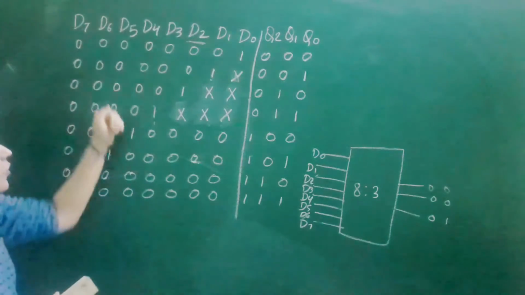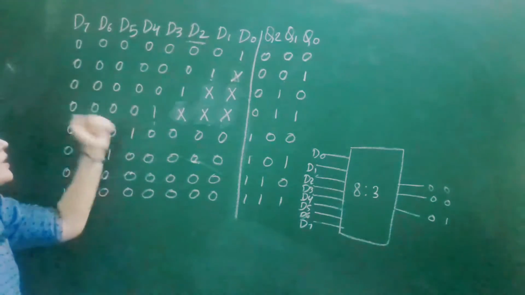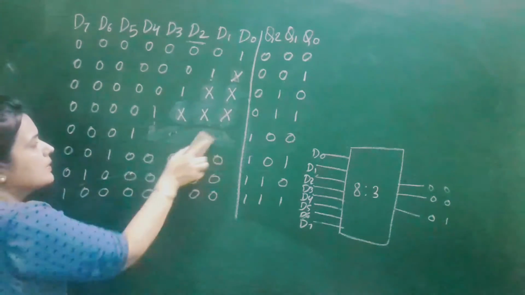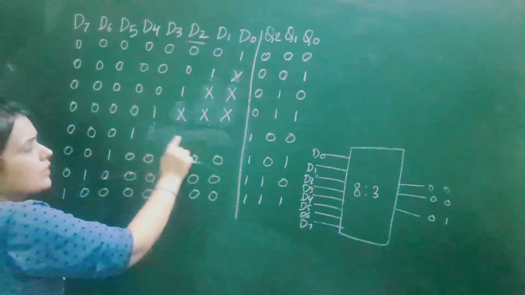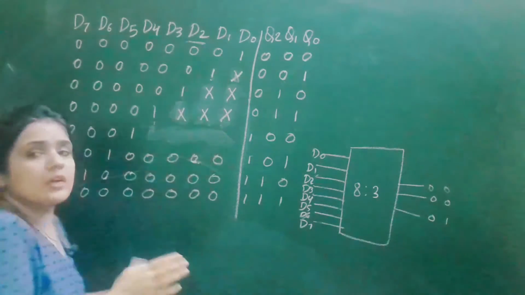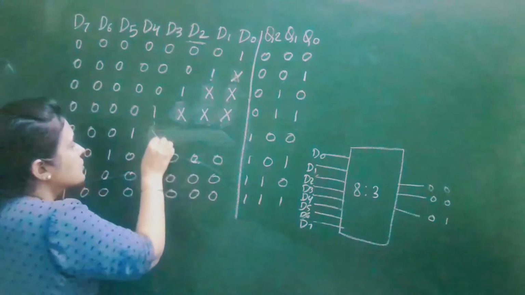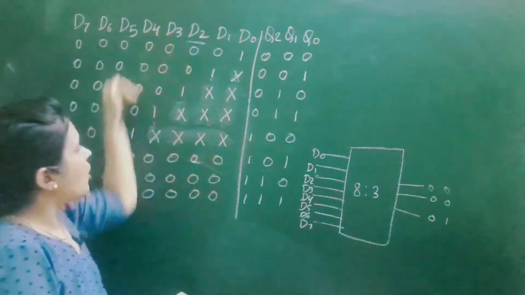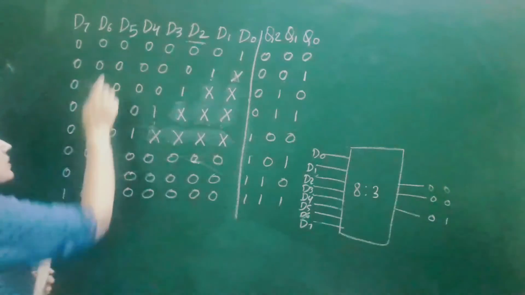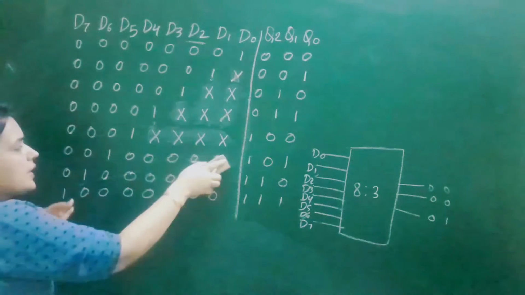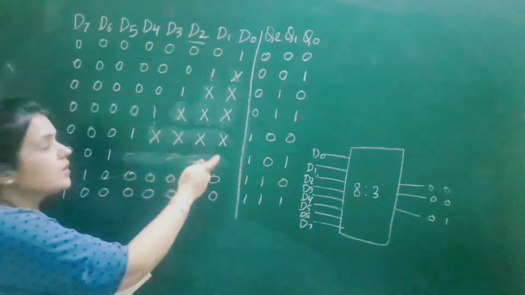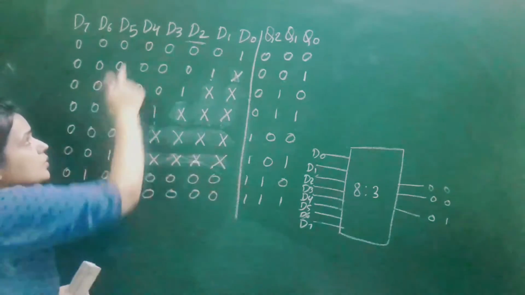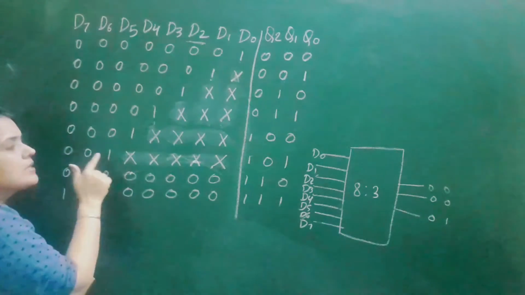When D4 has value 1, when D4 is high, then whatever may be the value of these lower lines, whether they are 1, 1, 1, 1 or 0, 0, 1, 1, whatever may be their values, we should represent these with cross. So the output will be generated for D4. Suppose D5 has value 1, then whatever may be the value of these lower input lines, we have to ignore these inputs when D5 has value 1.